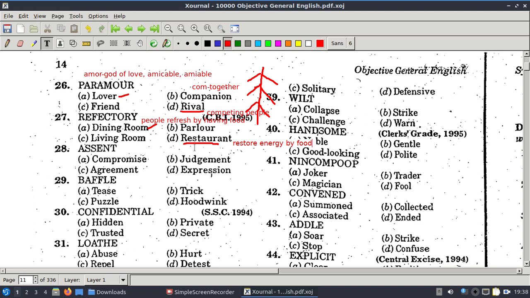Okay. So restaurant nowadays is a place where you can buy some food or eat some food. That is restaurant. Refectory means large dining room, large dining room. So here the answer is dining room. Yes, scent, ascent.